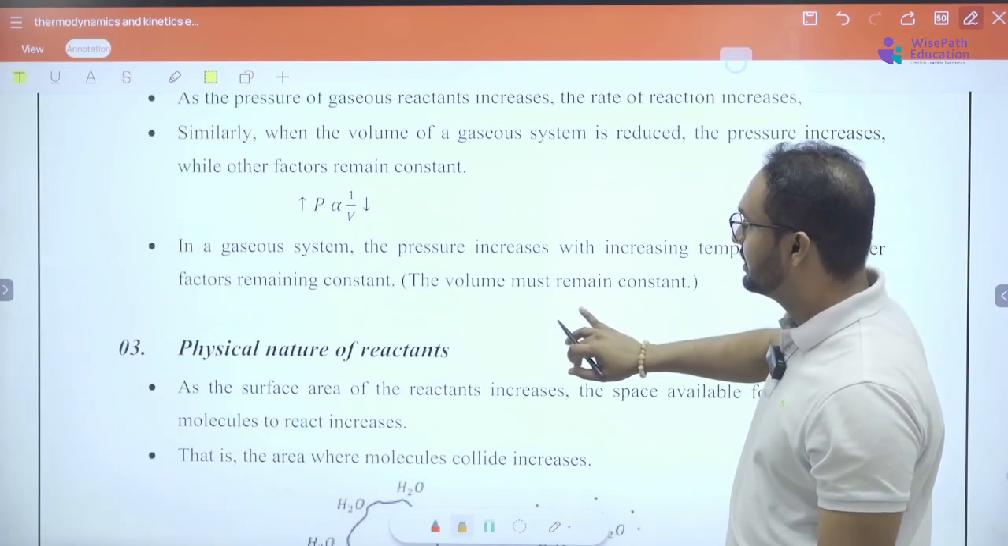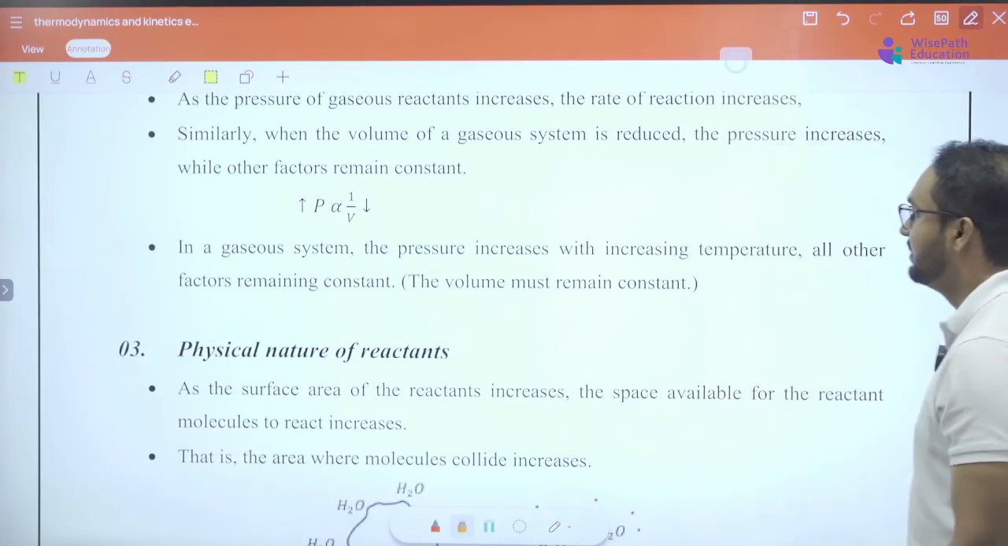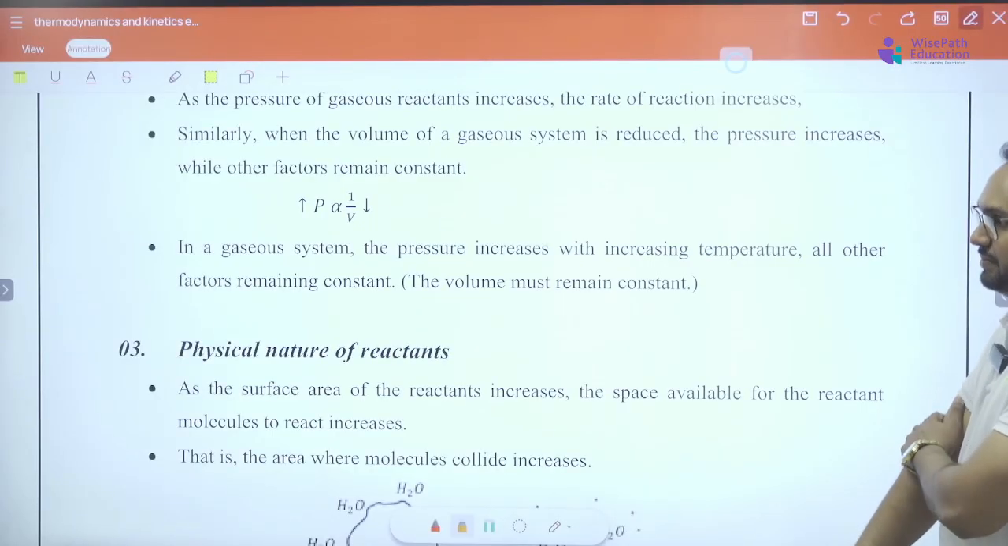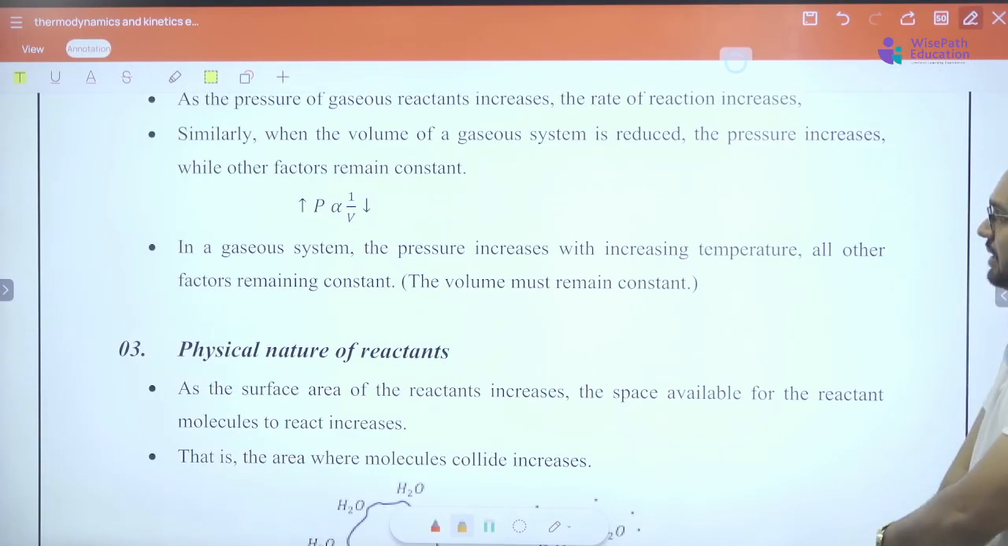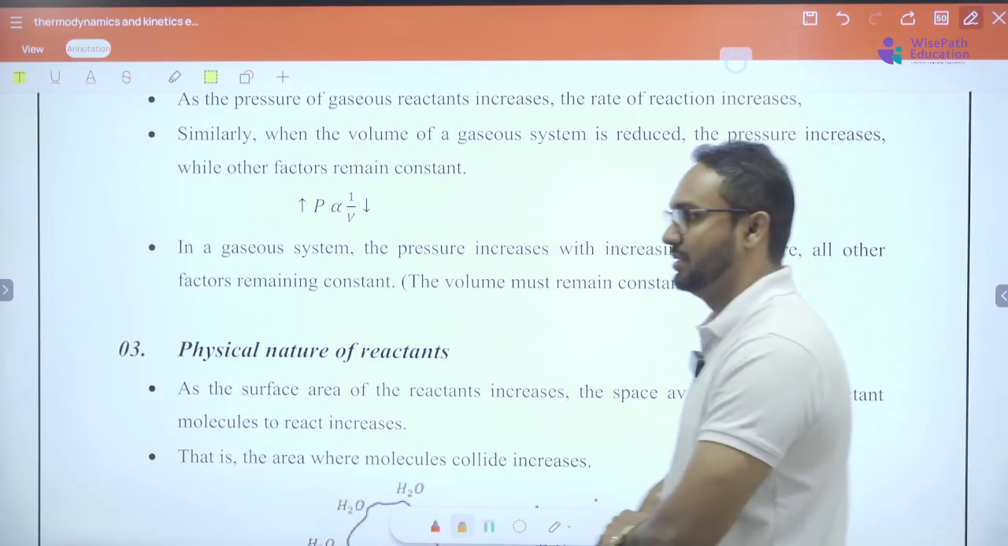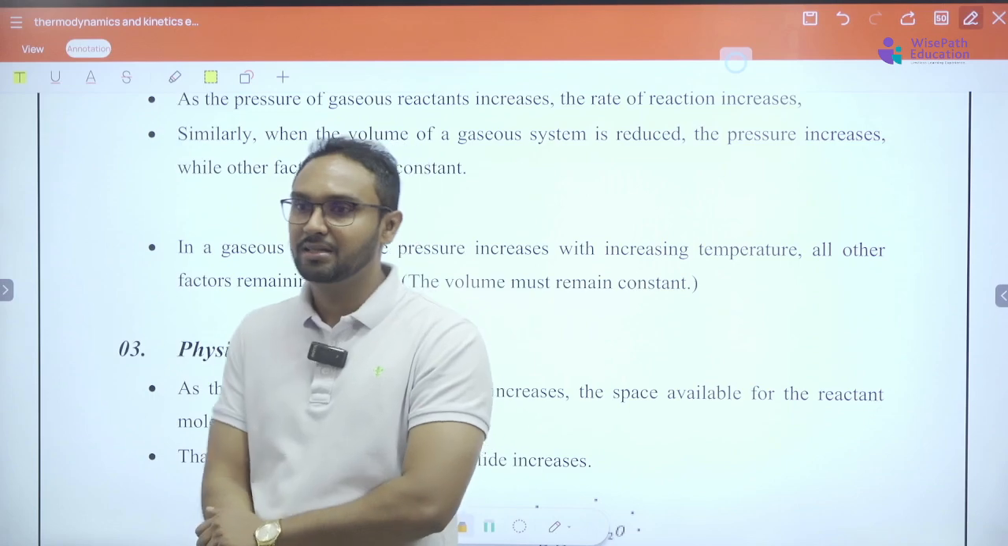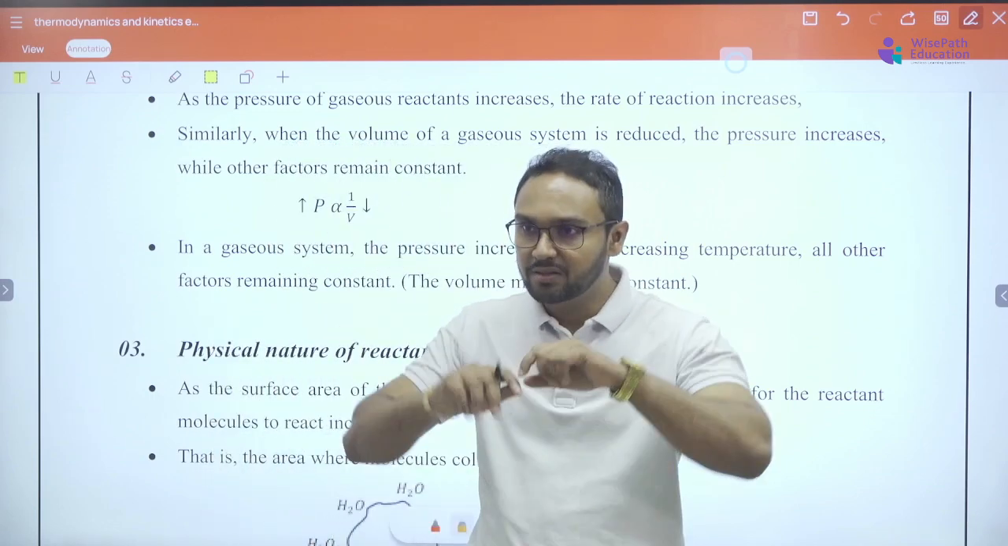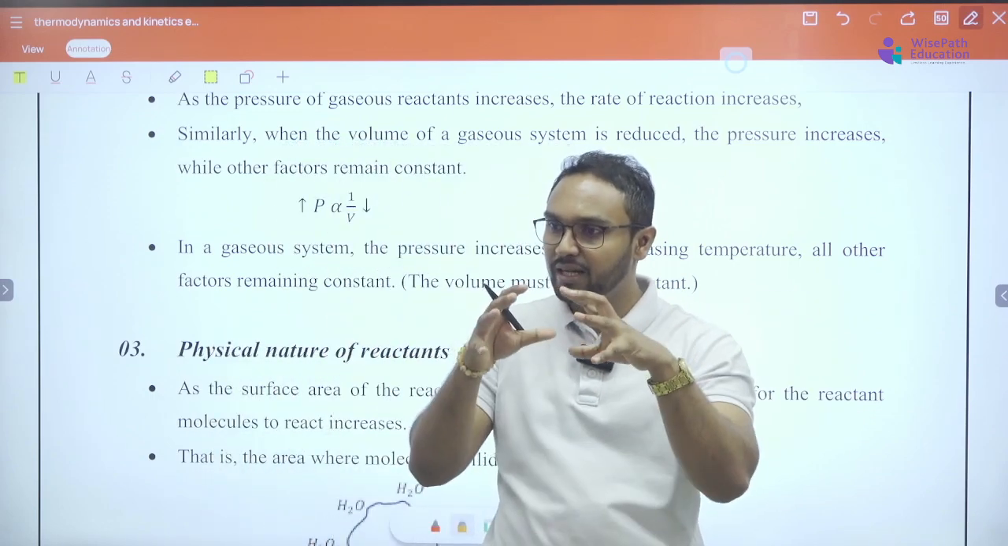In a gaseous system, the pressure increases with increasing temperature, right? Pressure increases with the increasing temperature. That happens too. When the temperature increases, the kinetic energy of the molecules increases. A balloon expands and bursts.